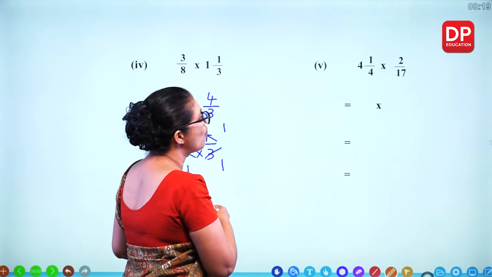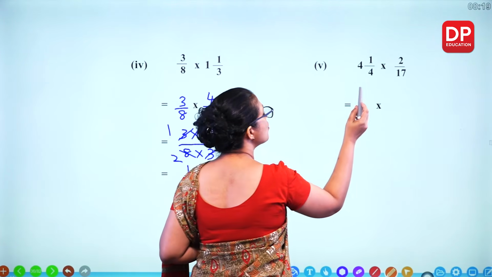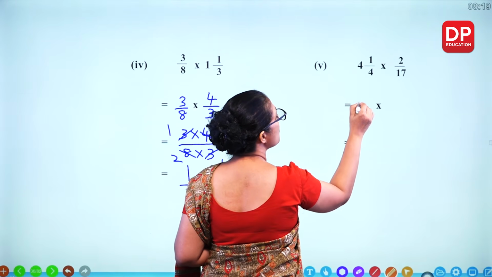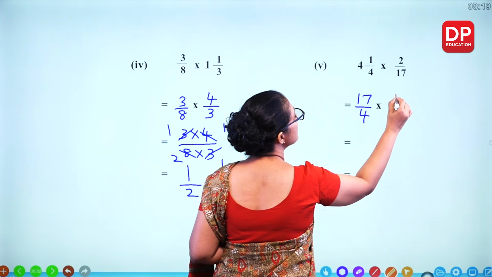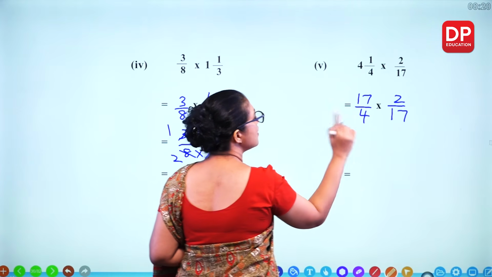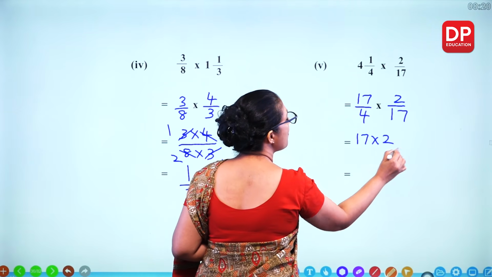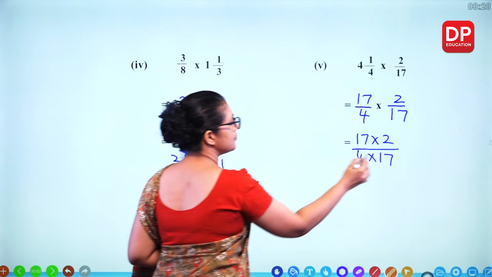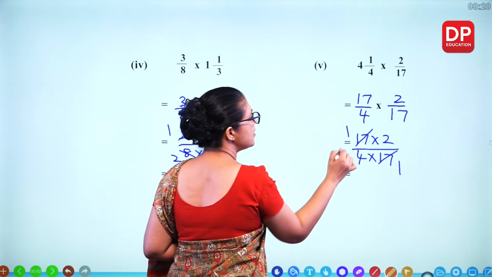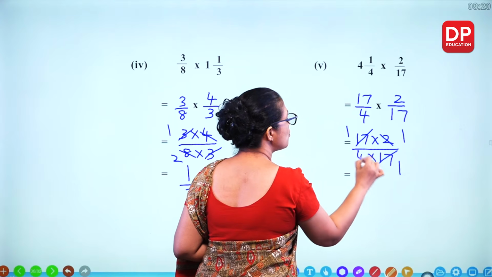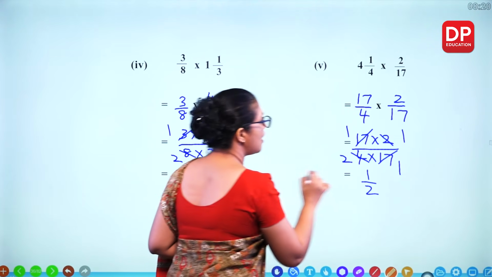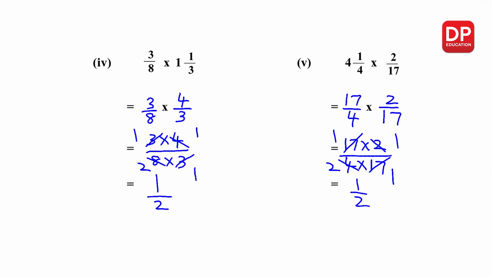This one, 4 and 1/4. Convert to an improper fraction. 4 times 4, 16 plus 1, 17. So you get this one. Multiply the numerator separately, denominator separately. 17 times 1, 2 times 1, 2, 2 times 2, 4. So you get half as the answer.